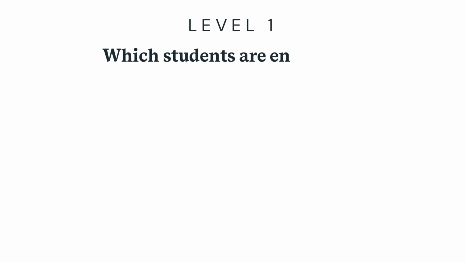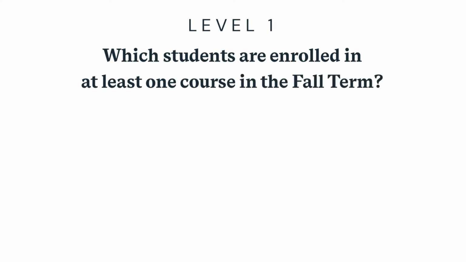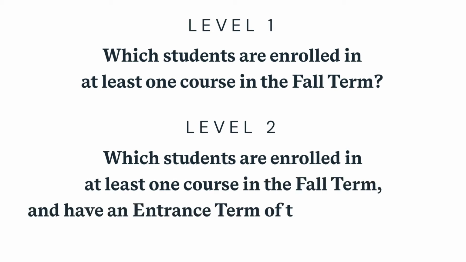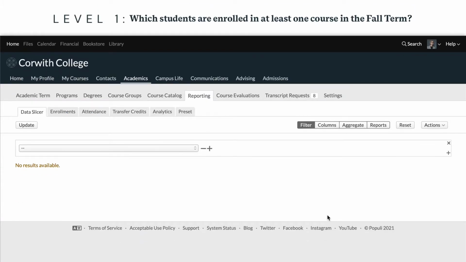Real quick, those first two questions are, which students are enrolled in at least one course in the fall term? Which students are enrolled in at least one course in the fall term and have an entrance term of the previous fall? As we move level by level through our examples here, we're going to start with an especially useful filter called enrollments in term. That filter will help us answer our first question.